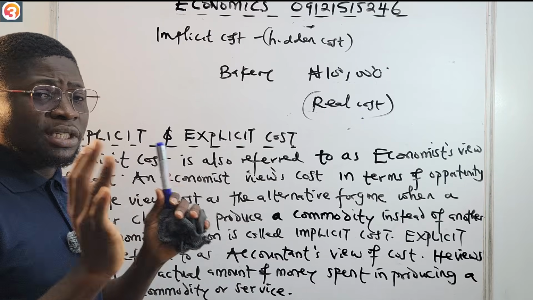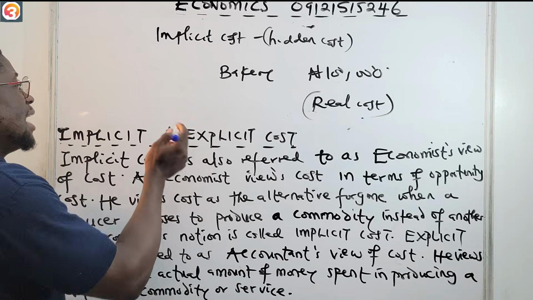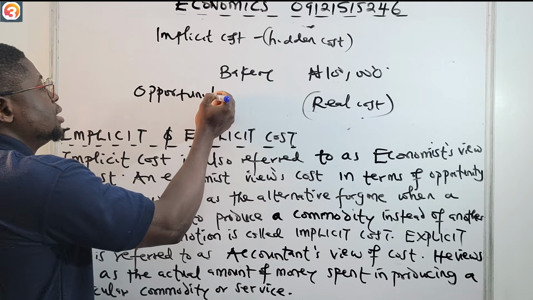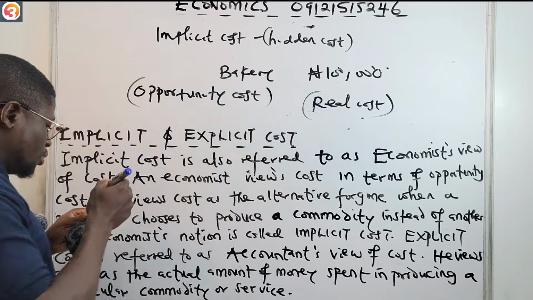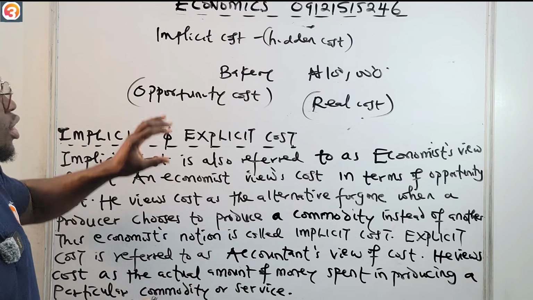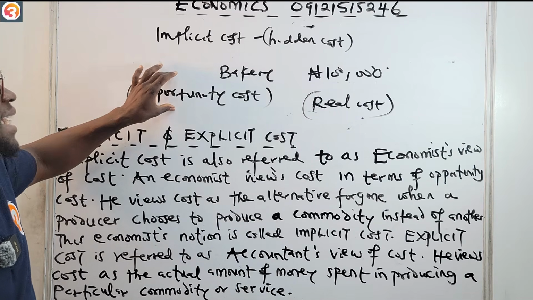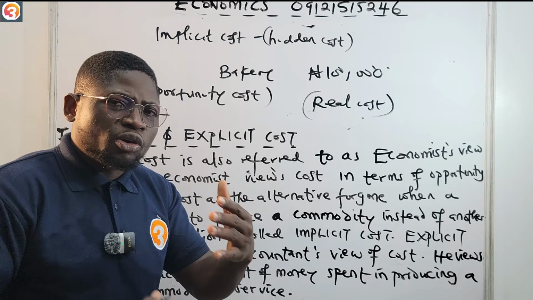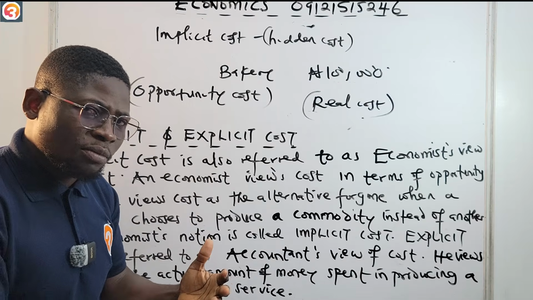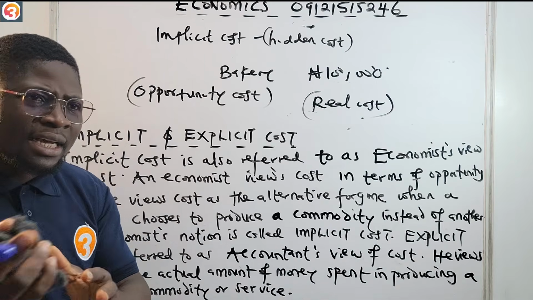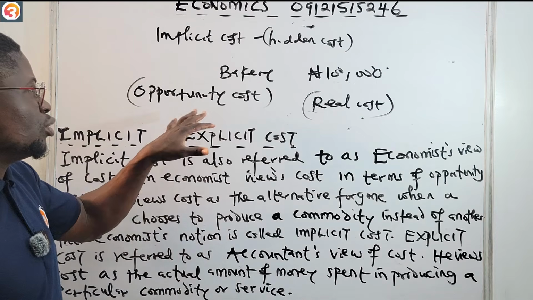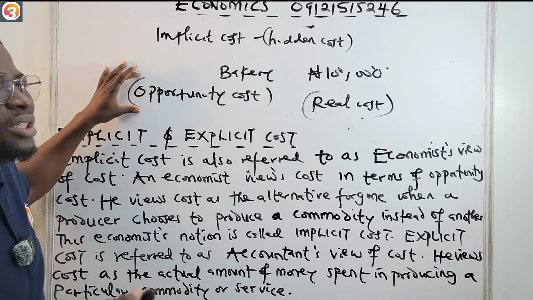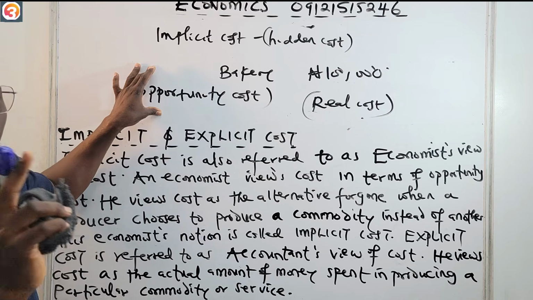In implicit cost, economists view it as what we call opportunity cost. You know what opportunity cost is, right? The measure of foregone alternative. You forgo A so that you can go for B. That's what we call opportunity cost. So economists view implicit costs as opportunity cost. You must take note of that. It's an exam question.